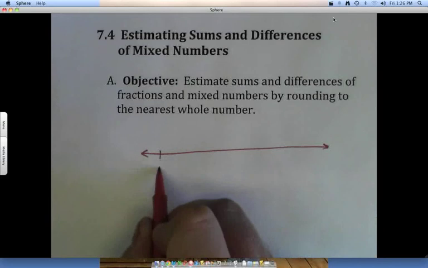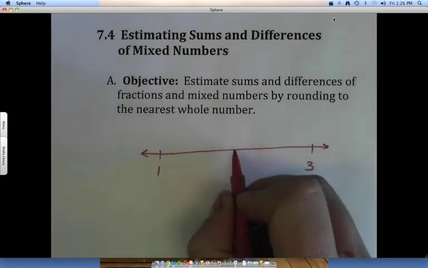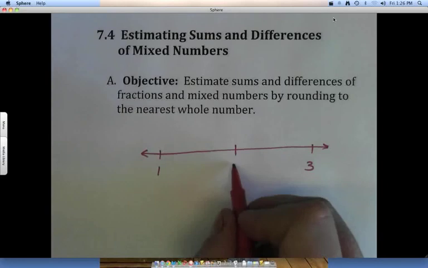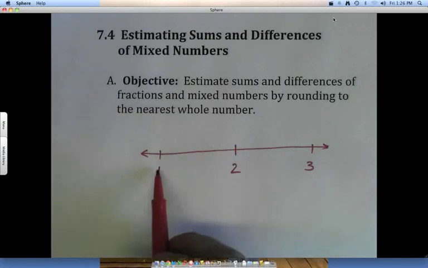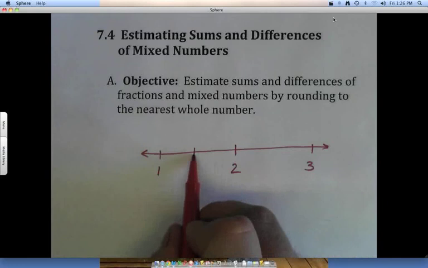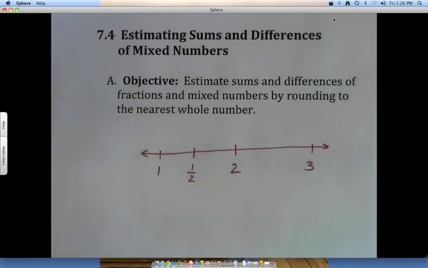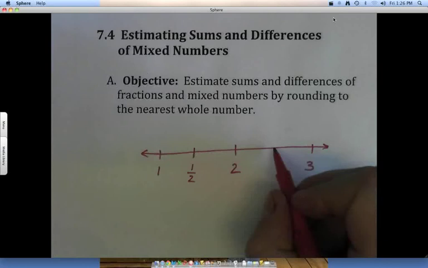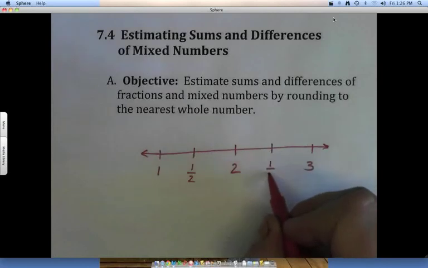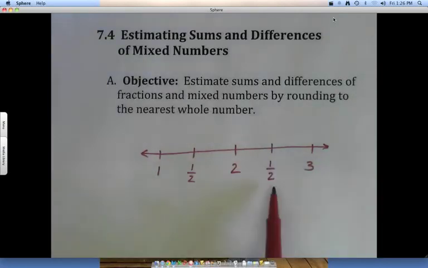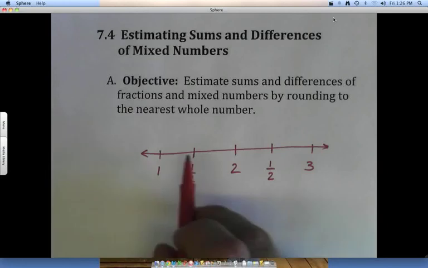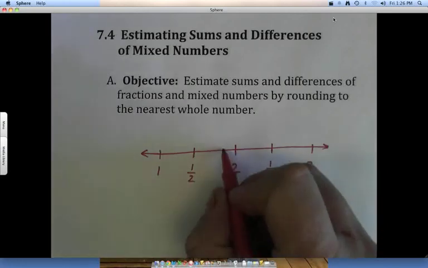Let's say we have a number line that starts with 1 and ends in 3. Halfway in between is going to be 2. Now 1 and 2, if I divide that in half, this would be my 1/2 mark, and then also right here would be a halfway point. So this right here is actually 2 and 1/2. Now, if I'm given the mixed number 1 and 7/8, it would be about right here on my number line.